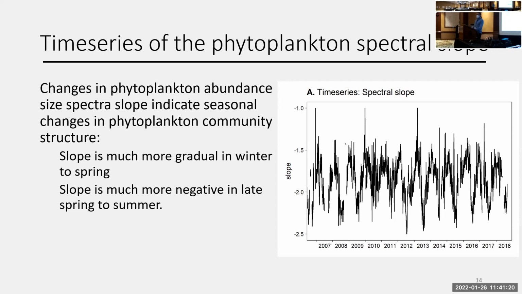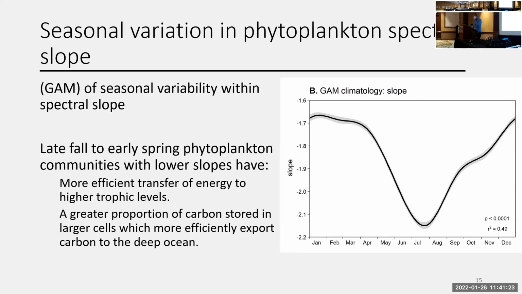I was curious about this trend, and to confirm it, I constructed a cyclical generalized additive model of the seasonal variability within the spectral slope. This plot on the right shows that GAM climatology. Basically, from January through early spring, we see that the slopes are much less steep, and then coming into the summer months, these slopes become much more negative, and then back into the late fall and early winter, the slopes gradually become less negative again.